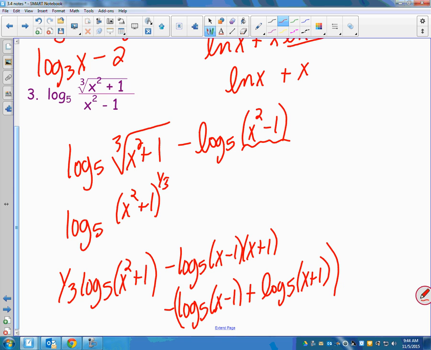Does that make sense? Or you could distribute that negative sign and you could put minus minus because you're distributing the negative sign. So that one's kind of a tricky one. That's why I want to make sure that we did the other ones together too.